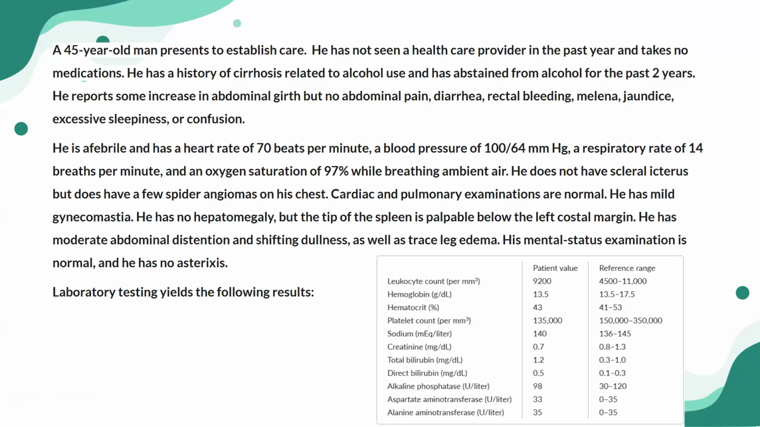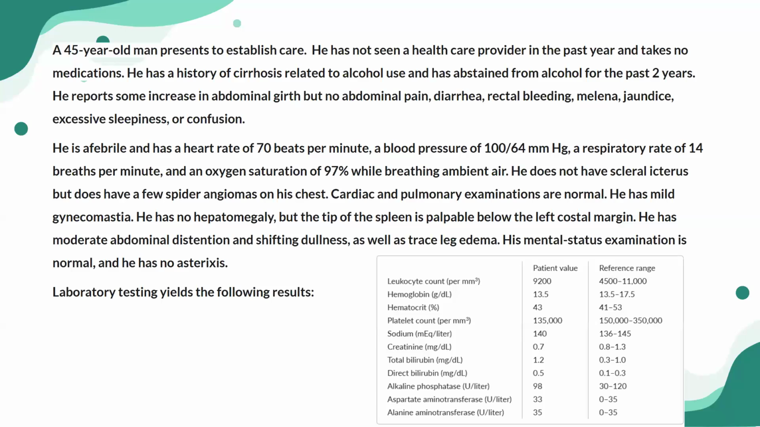He is afebrile and has a heart rate of 70, which is fine. Blood pressure is on the lower side. Respiratory rate is 14, okay as well. And then oxygen saturation of 97% while breathing room air is okay. He does not have any jaundice or scleral icterus, but he does have a few spider angiomas on the chest. And we already know what causes spider angiomas, right? The spider angiomas, palmar erythema, all of these are because of hyperestrogenism, and also gynecomastia, sorry.